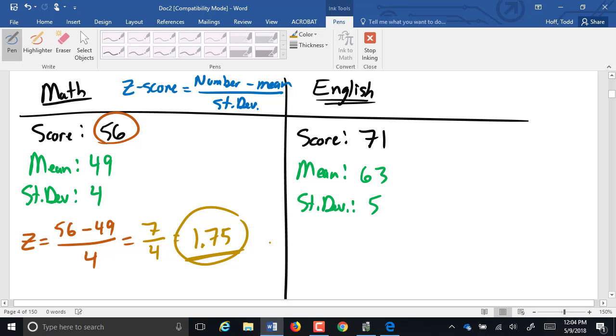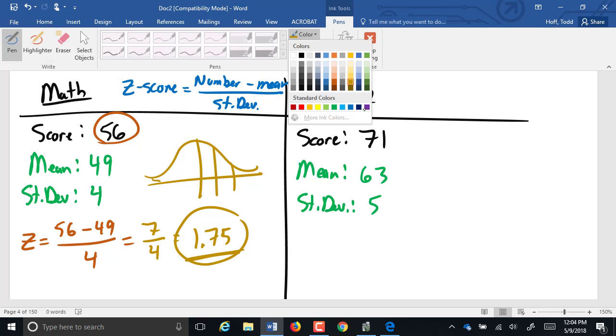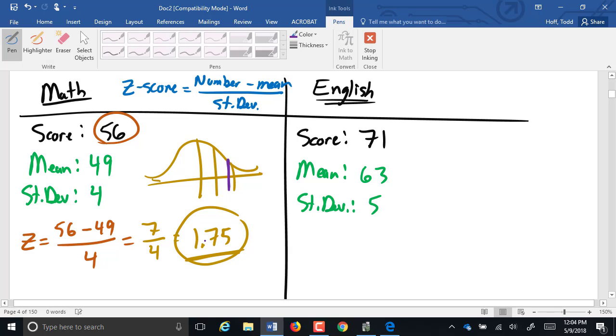1.75 means that that score is actually 1.75, or 1 3/4 standard deviations better than the mean. You're looking at that bell curve. There's the mean, 1 standard deviation, 2 standard deviations. That value falls somewhere in here.